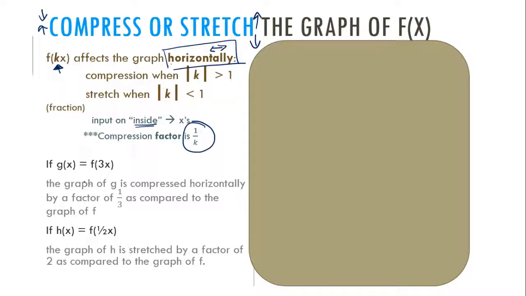So let's look at an example. In this case, I have g of x equals f of 3x. So this 3 is my k value. But when I look at a horizontal compression or stretch, my k is actually lying to me. It's not telling me the truth, because my compression factor is 1 over k. So I would have to put the 3 under the 1, and that is my true compression factor.